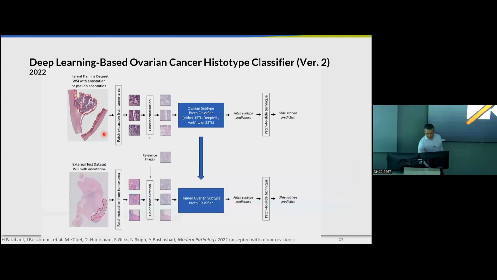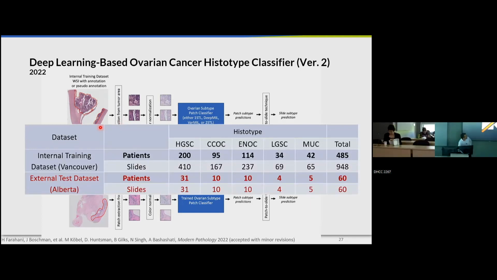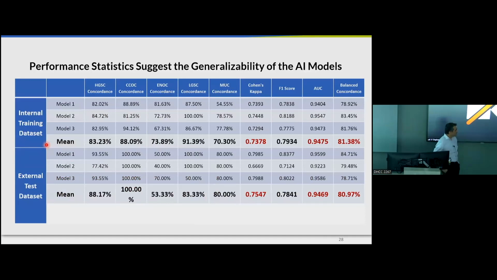So we did that, and then we said, okay, now we're going to apply that model to our held out set, which was from Calgary. So this is the external set, 60 patients from Calgary, and 60 slides, 1 slide per patient. And these are the results that we got, just looking at this row. This is the mean accuracy.